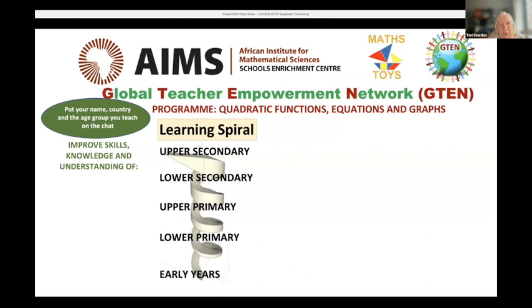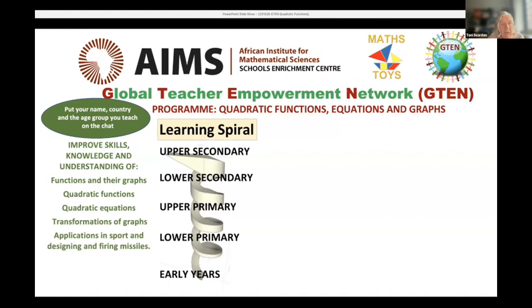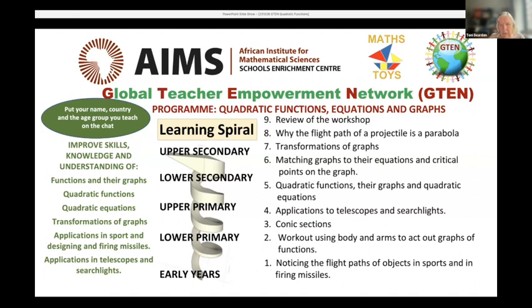Now, today we're going to improve skills, knowledge, and understanding of functions and their graphs, of quadratic functions, of quadratic equations, and transformations of graphs and applications in sport and designing and firing missiles, and applications in telescopes and satellites. And as always, we're going to start off with what you might do with very young children in the reception, in grade 1, and then as they grow older, more things that you can do with young children and working up from that. So that's why we've got 1 at the bottom as we're climbing this spiral up and up and up, and relearning, basing what we're learning on what we've learned in the past.